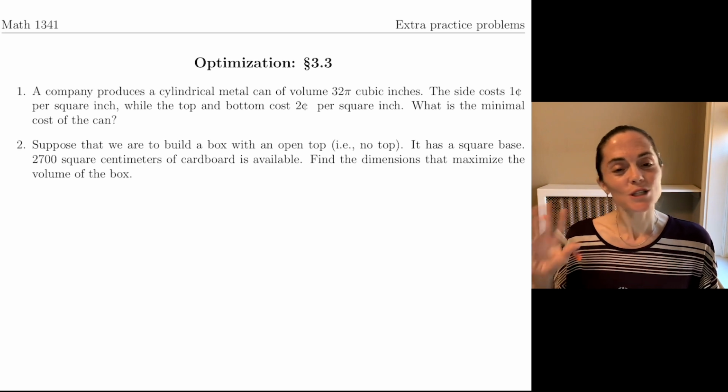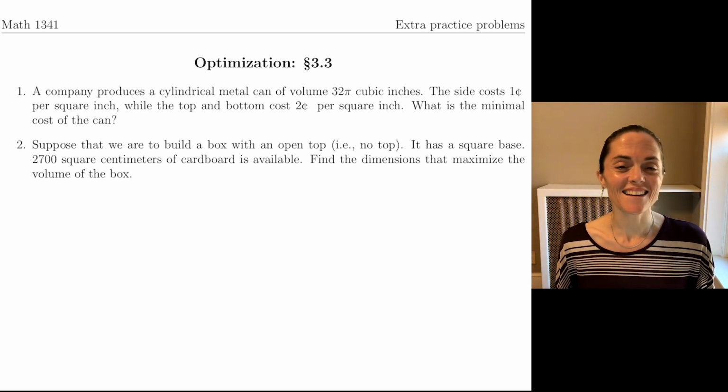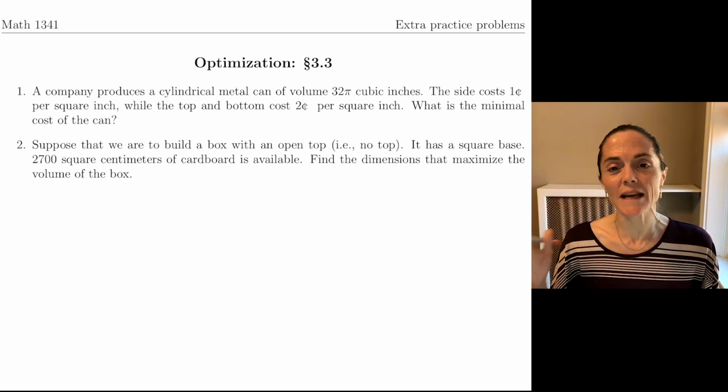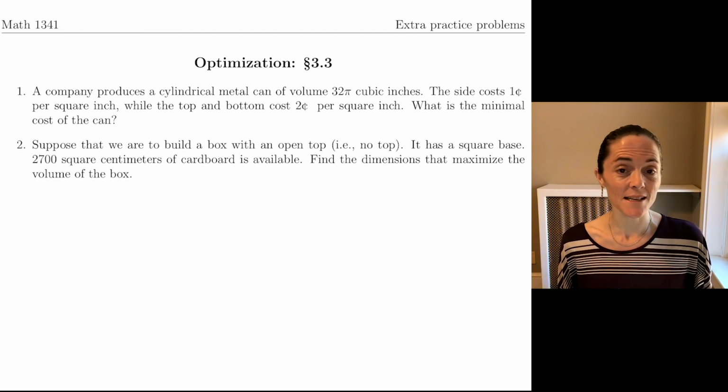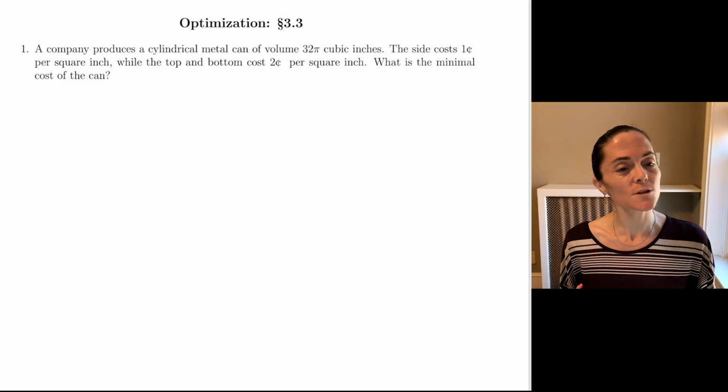We're going to go over two problems from optimization. This is a wonderful and yet challenging topic. Both of these problems come off previous final exams, so they're wonderful extra practice for us. We will get started with the first one.